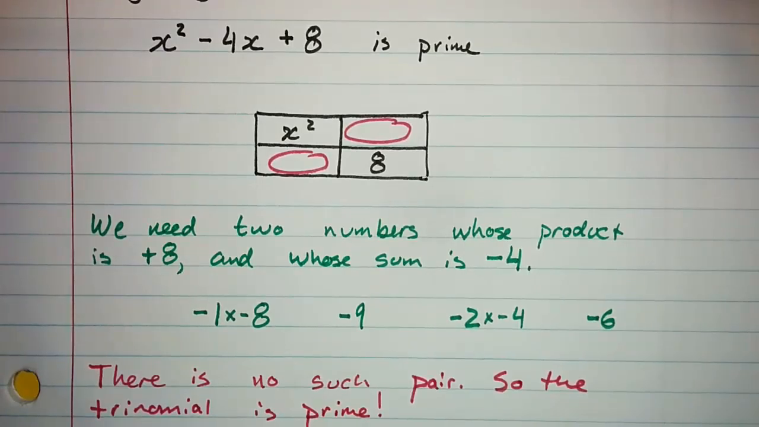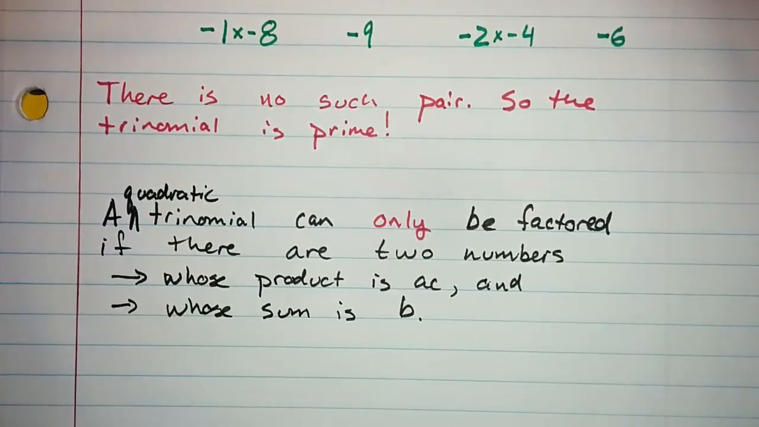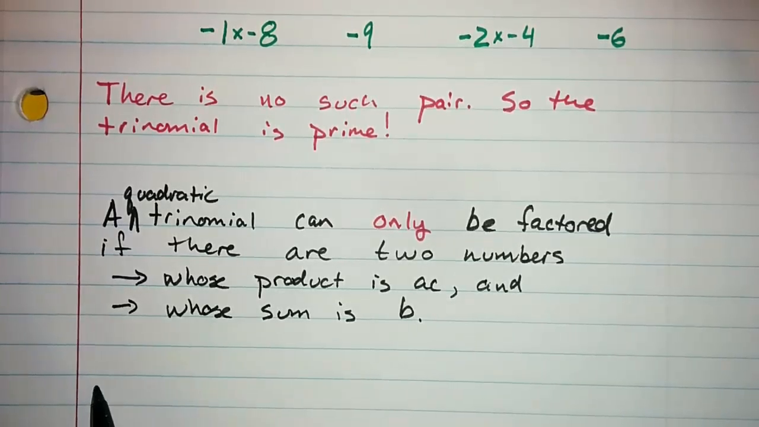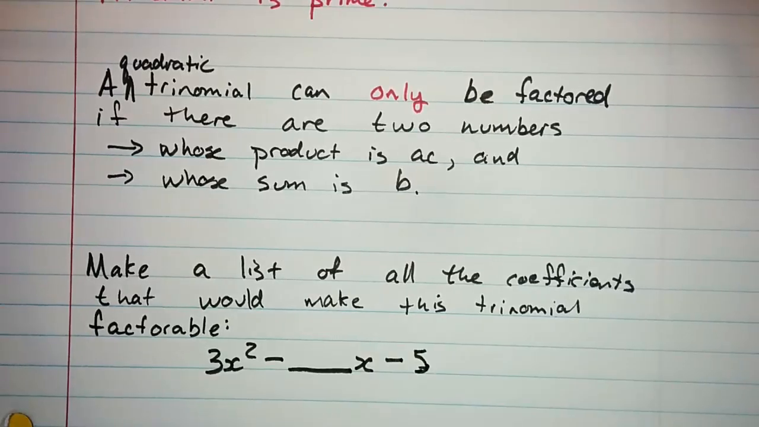In fact, the AC method tells us that there's a rule for the middle term in order for a trinomial to be factorable, to not be prime. A quadratic trinomial can only be factored if there are two numbers whose product is AC and whose sum is B. So we could, for example, make a list of all the coefficients that would make this trinomial factorable. We could, couldn't we?